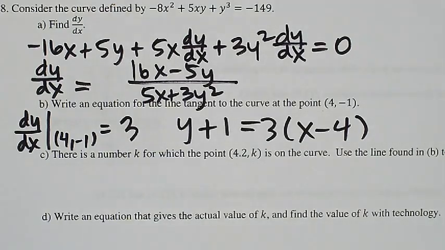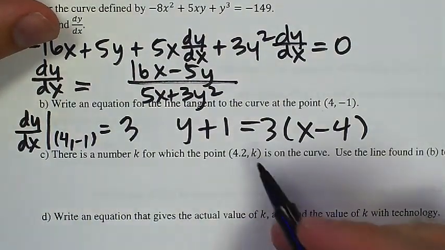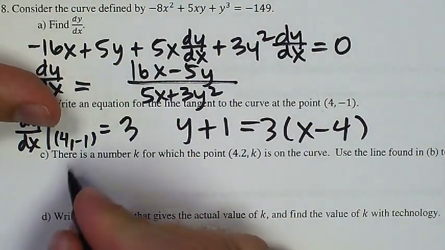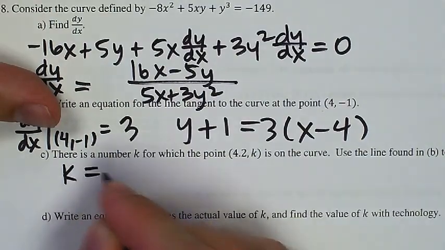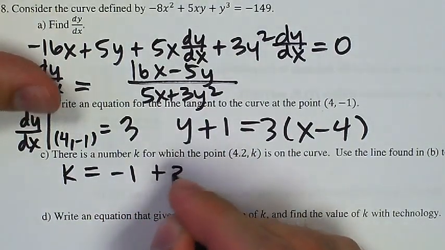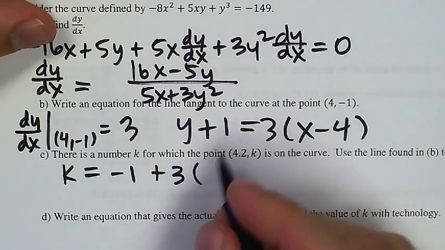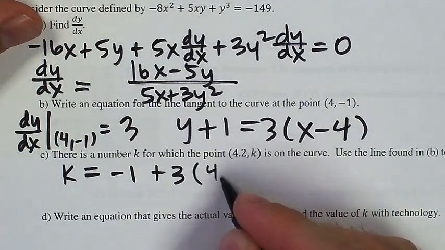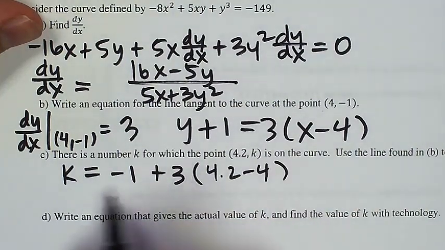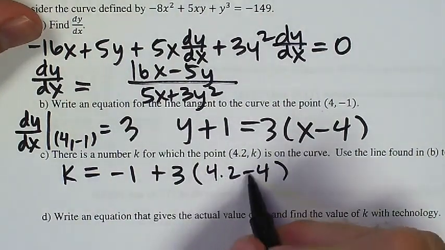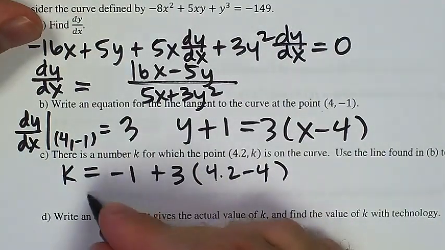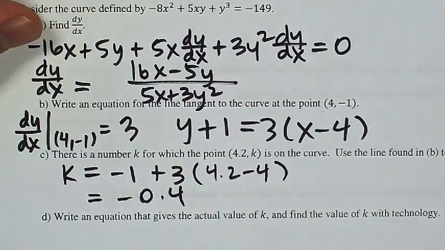All right. So there's a number k for which the point 4.2 and k is on the curve. Use the line found in part B to approximate k. All right, well, I'm just going to plug in 4.2 for x and k for y. So k equals negative 1 plus 3 times 4.2 minus 4. Okay, so that would be negative 1 plus positive 0.6, which would be negative 0.4 again.